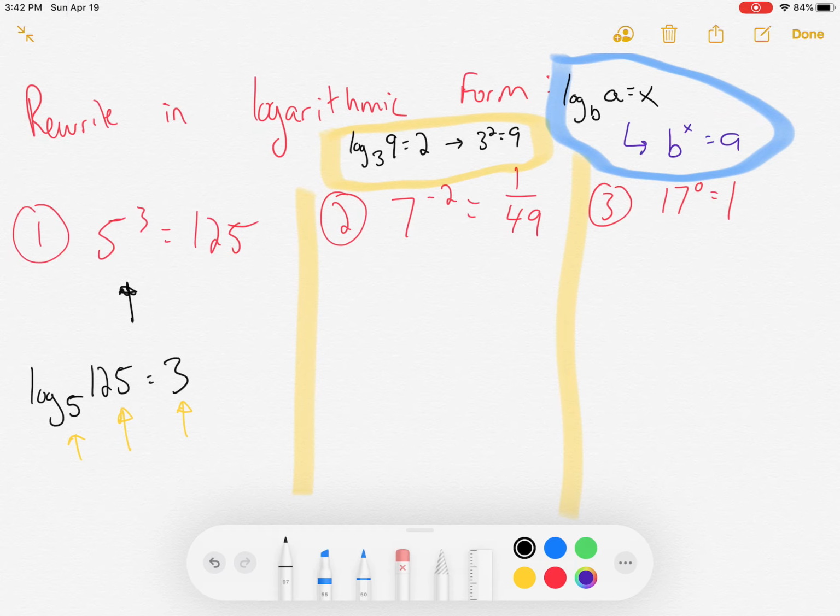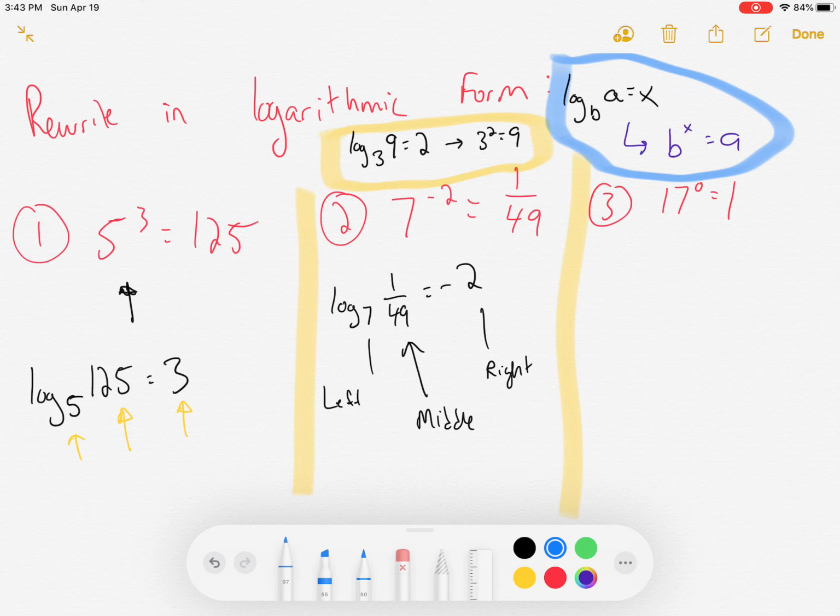Okay, so again, we need to write it as log base. So what's my base of this exponent? You should look at it and say, well, the base is 7. Log base 7. And again, it's left to right power equals middle. So my middle number should be 1 over 49 equals -2. Left to the right power equals the middle. 7 to the -2 power is 1 over 49.